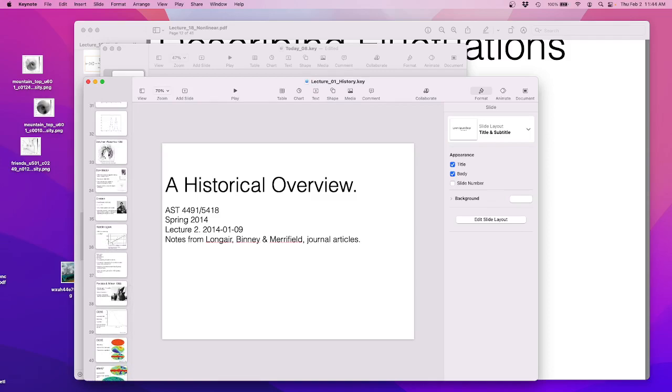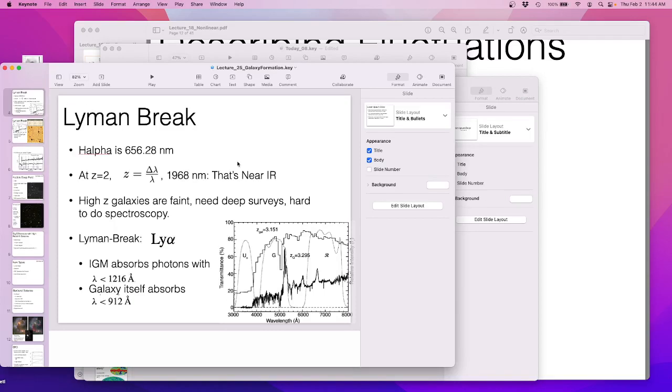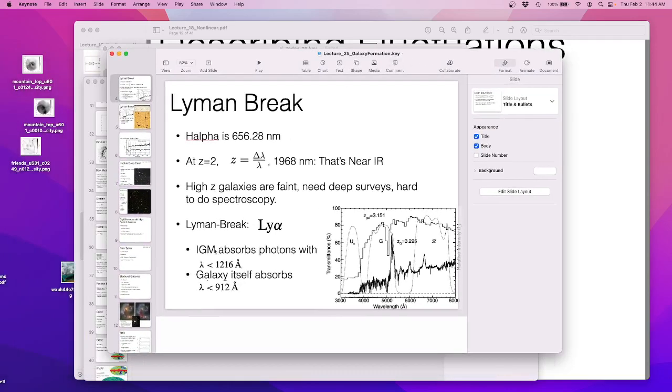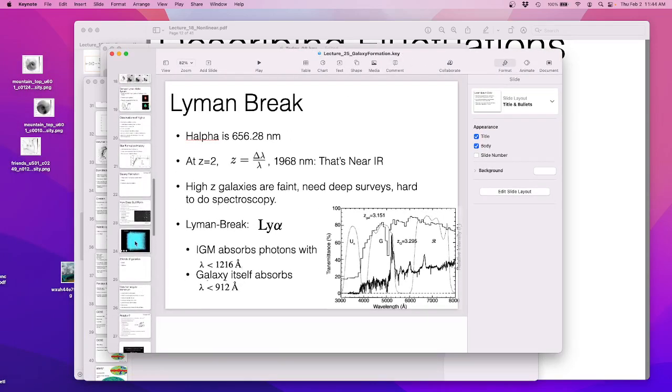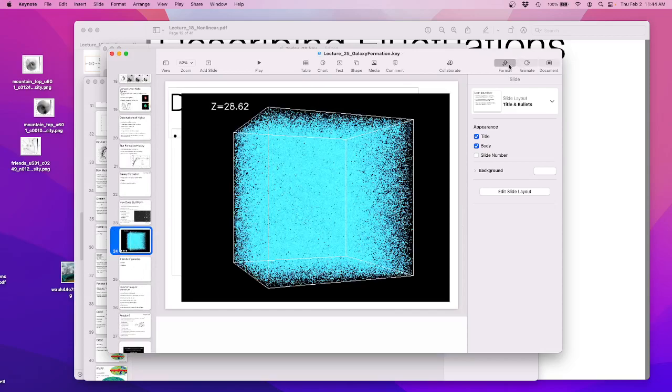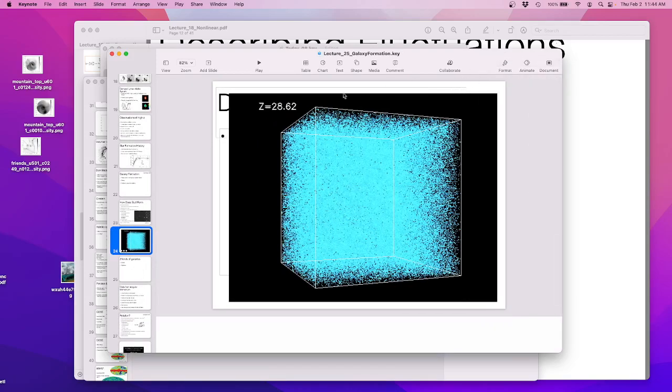Here it is. It's under galaxy formation. So all the stuff that I'm gonna talk about later. Here it is. Okay. So actually, I'm gonna full screen this.